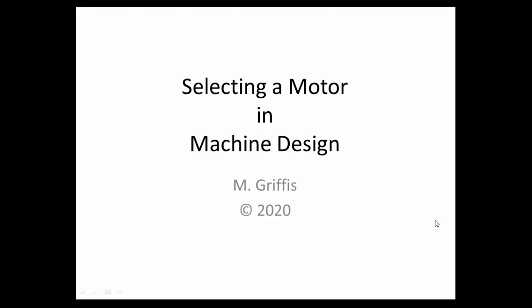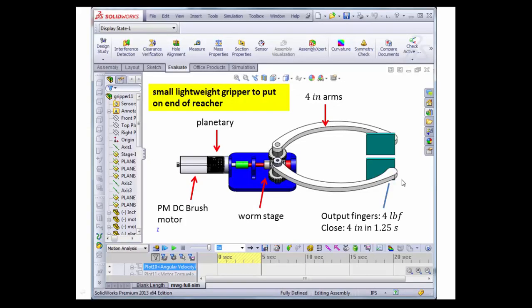Hello, today I'd like to talk about selecting a motor in machine design. I'd like to use an example that we did a number of years ago where we wanted to design a lightweight gripper to put on the end of a reacher for a person to use who had a disability. So it needed to be lightweight and didn't need to really grip with a lot of force.